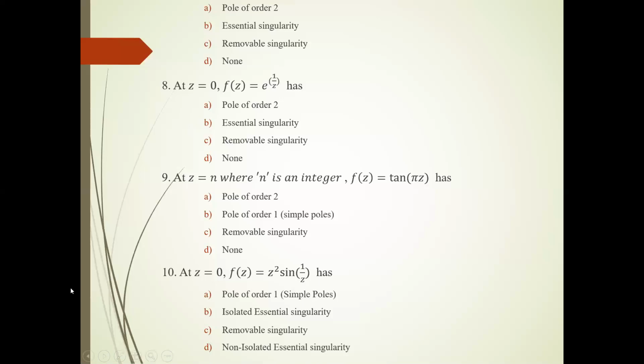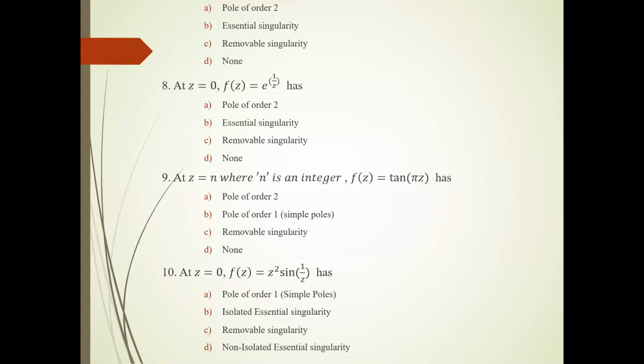See example number 9. At z is equal to n, f(z) is equal to tan pi z. There are 4 options: pole of order 2, pole of order 1, removable singularity, and none. As you know, tan z is nothing but sin z upon cos z. So poles are involved.